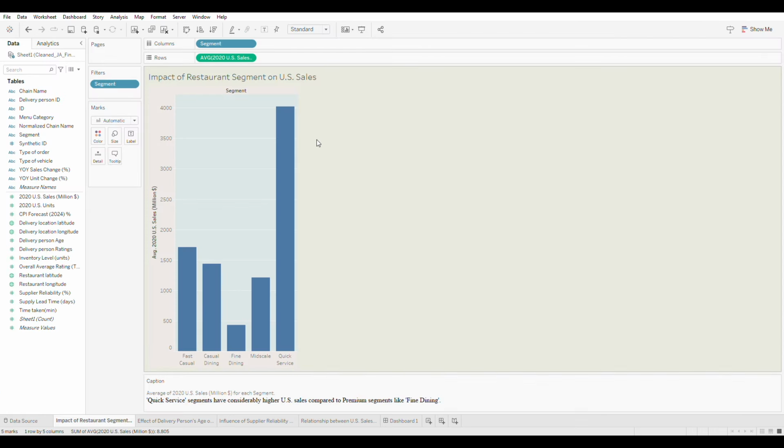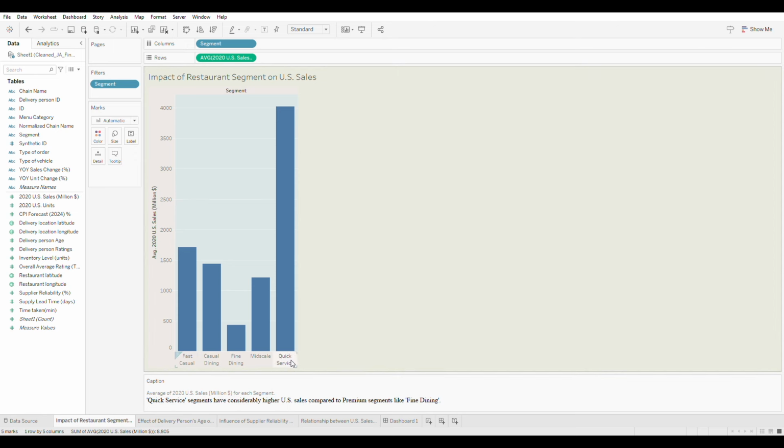So, after loading our data into Tableau, our first visualization is to look at the impact of restaurant segment on US sales. The question is, does the restaurant segment like quick service, casual dining, and the rest influence the US sales? Our number one hypothesis is that a premium segment like fine dining might have higher US sales compared to quick service due to the price point of items on their menu.